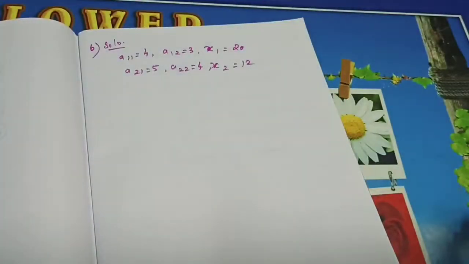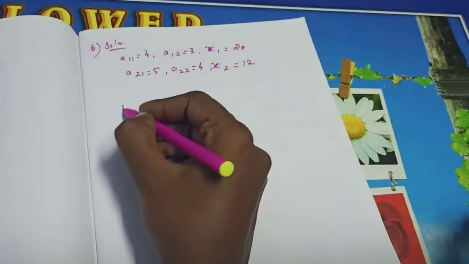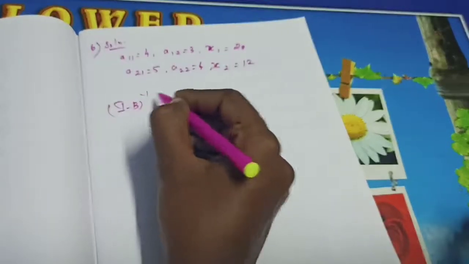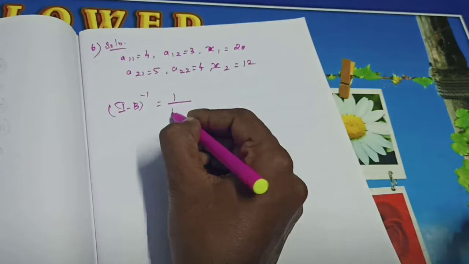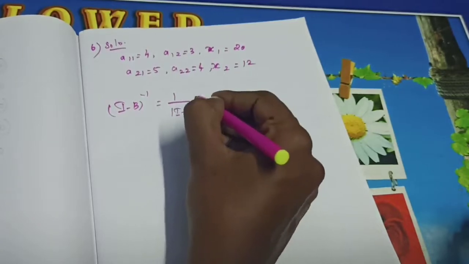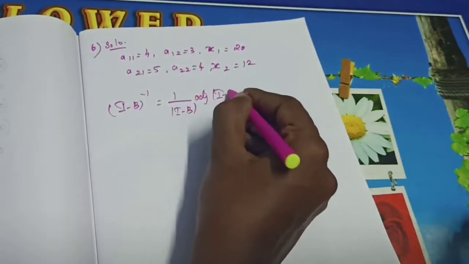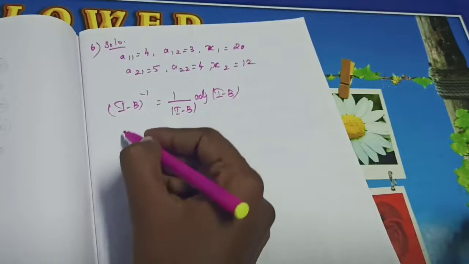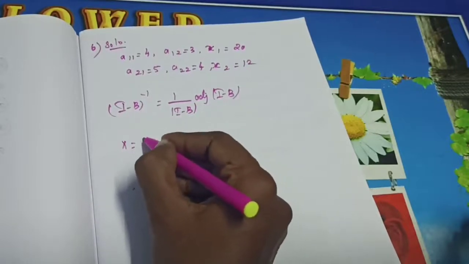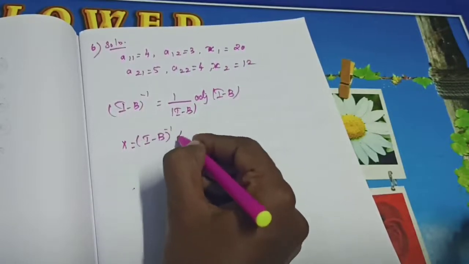Afterwards you will find I minus B. Afterwards you will find determinant of I minus B. So finally what will you do afterwards? When you are finding I minus B the whole inverse, what's the formula? 1 by determinant of I minus B into adjoint of I minus B. These are the things you know now to find. Afterwards, X, what's the formula? I minus B the whole inverse into D.